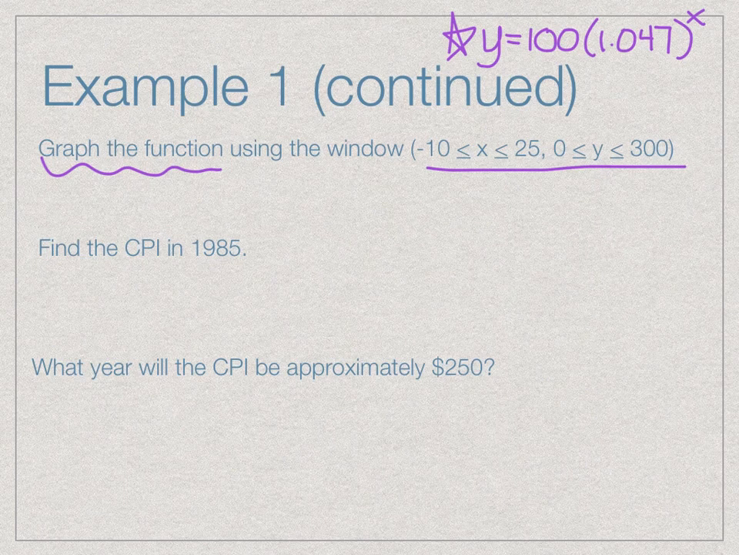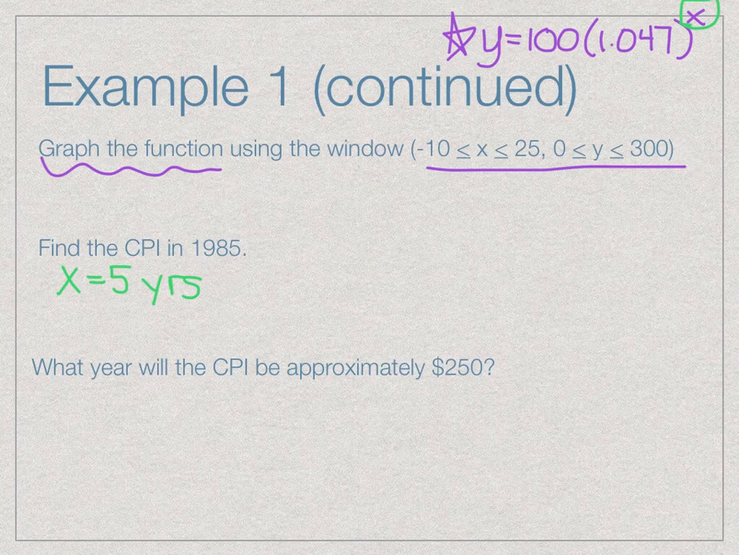Then it says, find the CPI in 1985. Well, what we need to remember is that this X doesn't just represent the year. It represents the number of years from when we started. And this model started in the year 1980. So that means X would represent 5 years, because it's been 5 years since 1980.